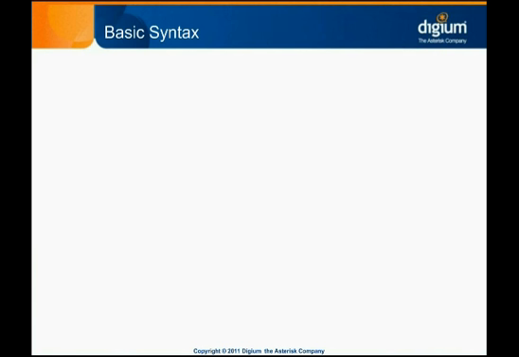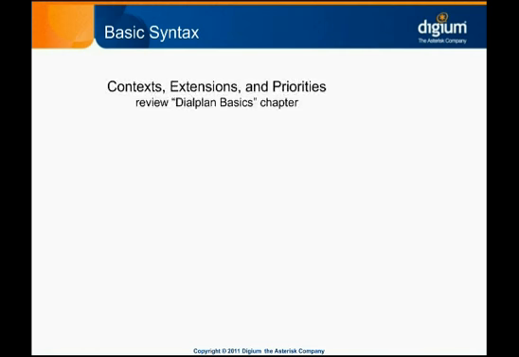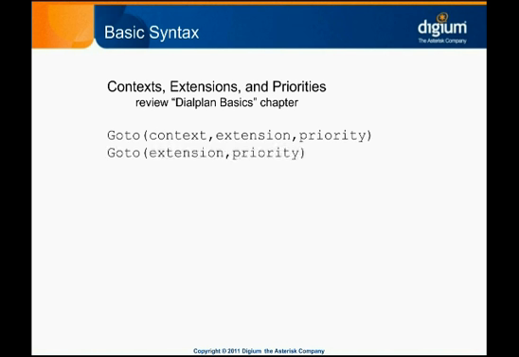It is important at this point to at least be familiar with the basic dial plan structures of contexts, extensions, and priorities. We recommend viewing the Dialplan Basics chapter if you have not done so already. The arguments provided to the Goto application together form the destination the call will be moved to. This can be either a context, extension, and priority, an extension and priority, or simply just a priority. When specifying a priority, priority labels may also be used instead of explicit priority numbers.